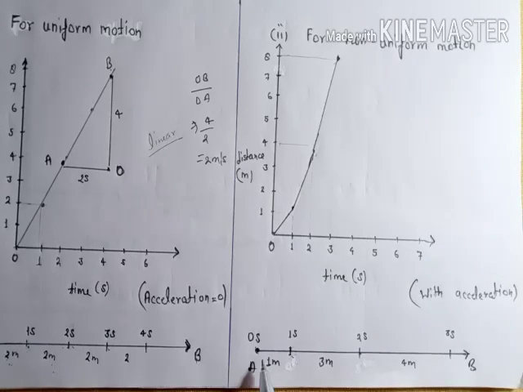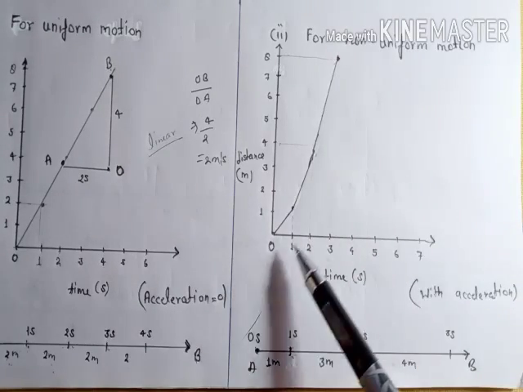You can see here, the body covers 1 meter in the first second, 3 meter in the second second, and 4 meter in its third second. So we can say that here acceleration is being applied, and in this case we do not get a linear graph. Usually we get a few points which are not collinear. So yes, when you join them, this time the graph is not linear.